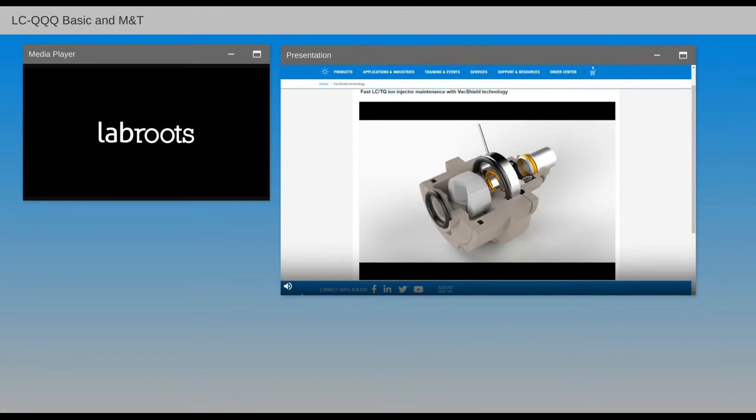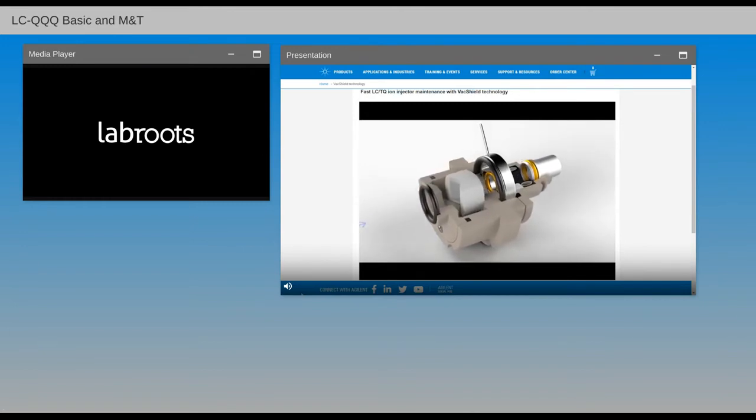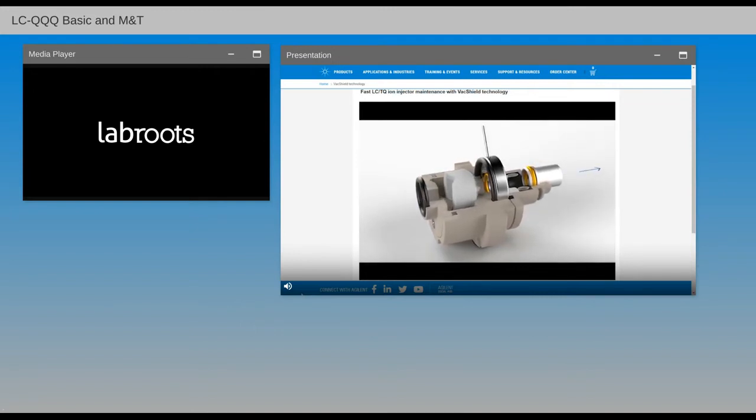With the capillary removed, VacShield still allows a little air to leak into the manifold. This small leak is intentional and important since it prevents backstreaming of contaminants from the rough pump into the vacuum manifold.